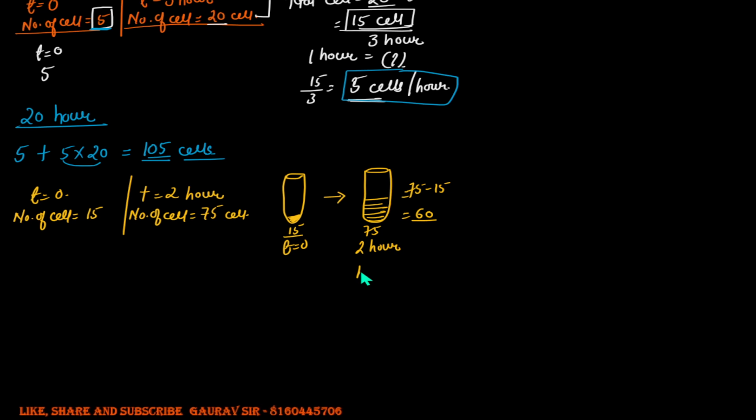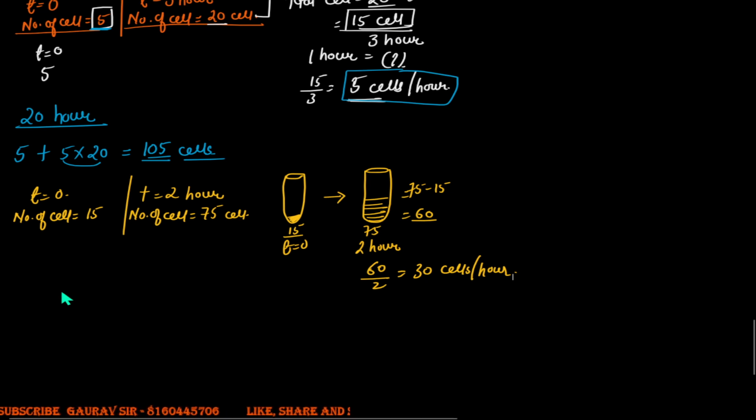So in 1 hour, how many cells would have been added? What you will do is 60 by 2 and you get 30 cells per hour. 30 cells per hour. So now, can you find the number of cells after, let's say, 10 hours? Can that be done?